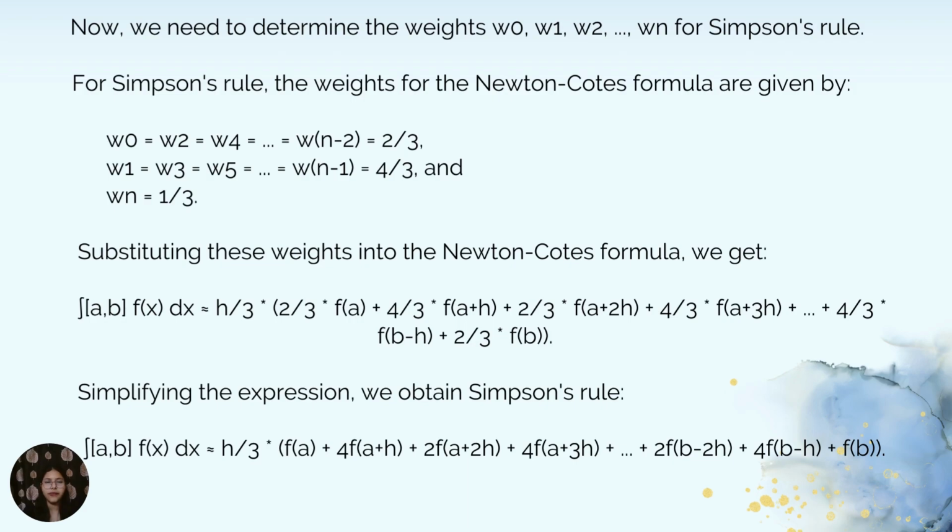Simplifying the expression, we obtain Simpson's rule. Integration of function f of x dx in the range a to b is equal to h by 3 star f of a plus 4 f of a plus h, 2 f of a plus 2h, 4 f of a plus 3h till 2 f of b minus 2h plus 4 f of b minus h plus f of b.